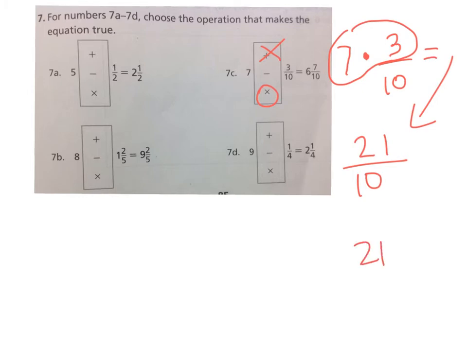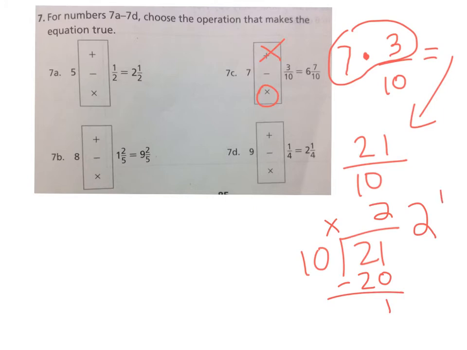So 21 divided by 10. 10 times what is close to 21? And that would be 2. So 10 times 2 is 20. So you're going to subtract that. The remainder is 1. So the answer is 2 1 over 10. So that one does not equal the answer.